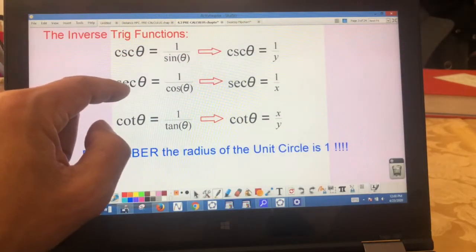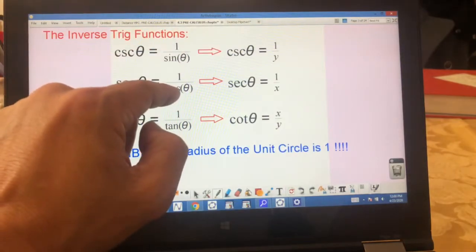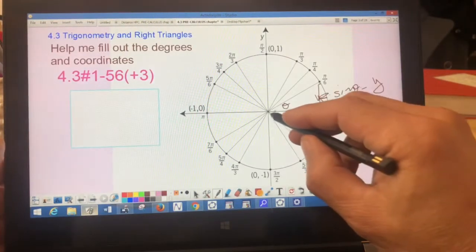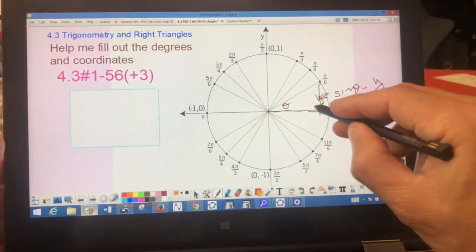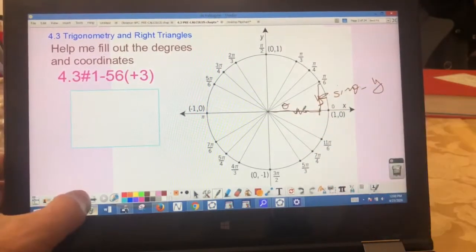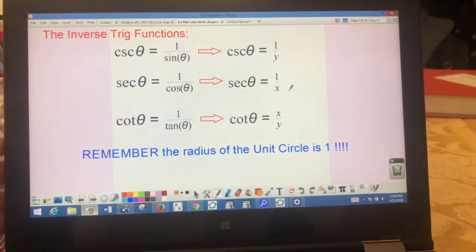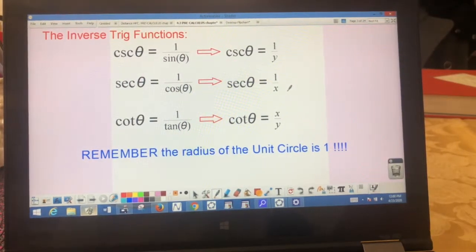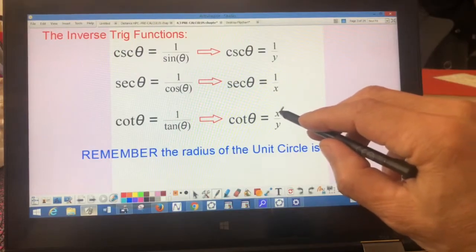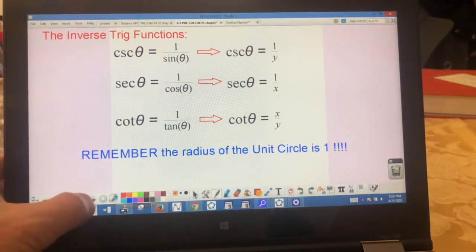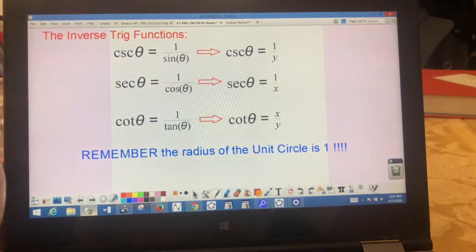And then for secant, it's 1 over cosine. Cosine is, again, on the unit circle, the distance on the x-axis. So however long that distance is, just put that down there. So you can use those numbers to figure out things, instead of just random symbols. Cotangent is the x over the y, while tangent is the y divided by x. It's the opposite over adjacent, okay?